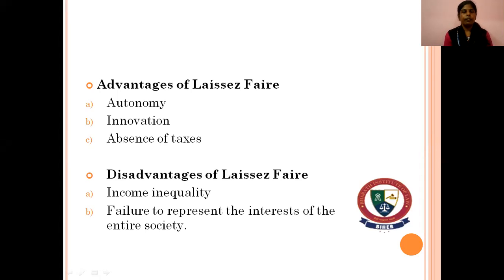In general, if there is government intervention in the market, the government will be imposing taxes on the person who earns in the market, and they'll be distributing resources to the needy people also. But if there is no government intervention, there will be inequality in the income in the society.